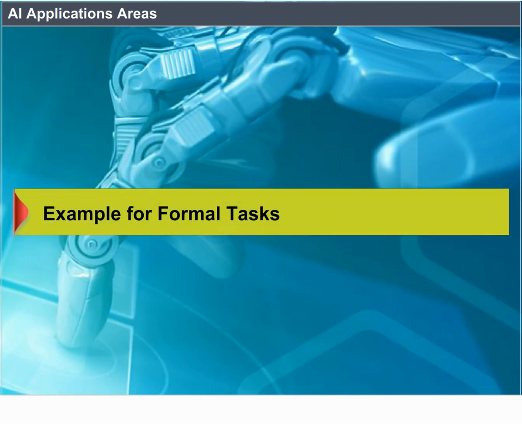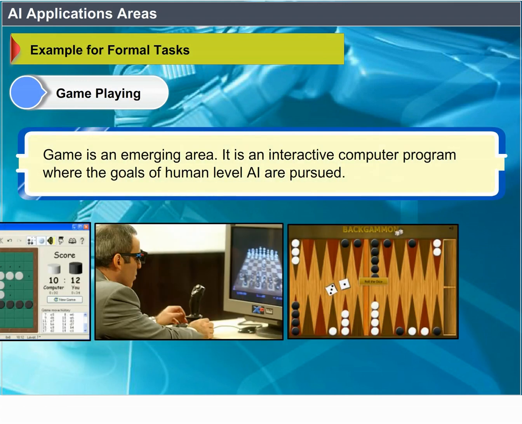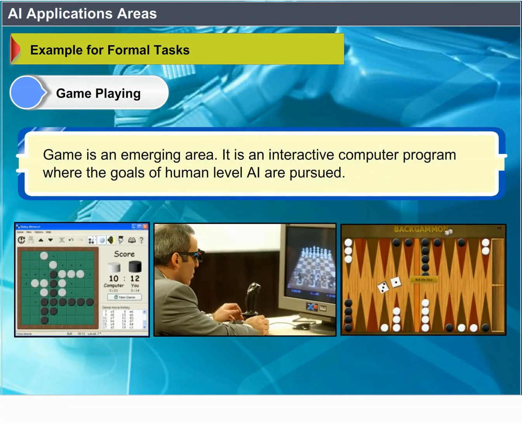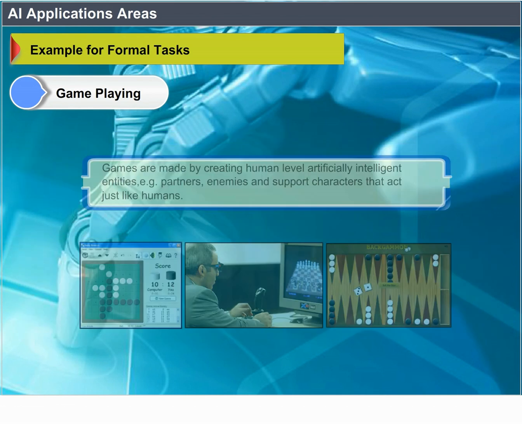Examples for formal tasks: game playing. Game is an emerging area. It is an interactive computer program where the goals of human-level AI are pursued. Games are made by creating human-level artificially intelligent entities, for example, partners, enemies, and support characters that act just like humans.